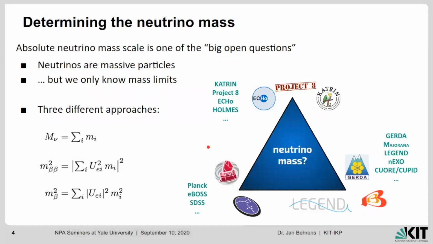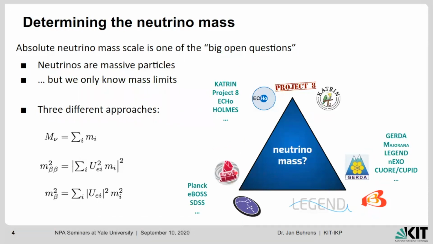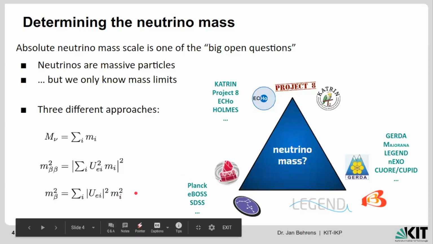In addition to that, we also have neutrinoless double beta-decay, which is on this side: GERDA, LEGEND, CUORE, CUPID, and so on, where we measure the coherent sum of the neutrino mass eigenstates. So this is a little bit different. And then, of course, we have the approach that KATRIN is following, which is the kinematic approach, where we measure the incoherent sum of neutrino mass eigenstates.